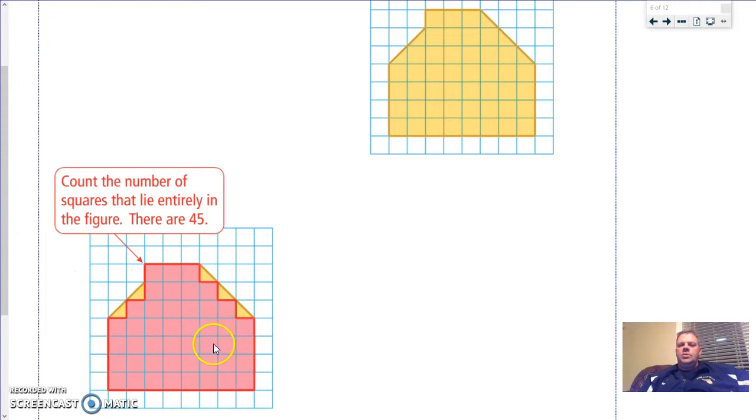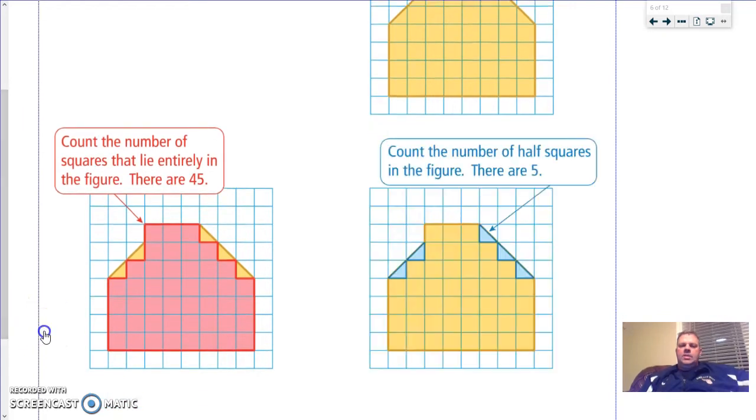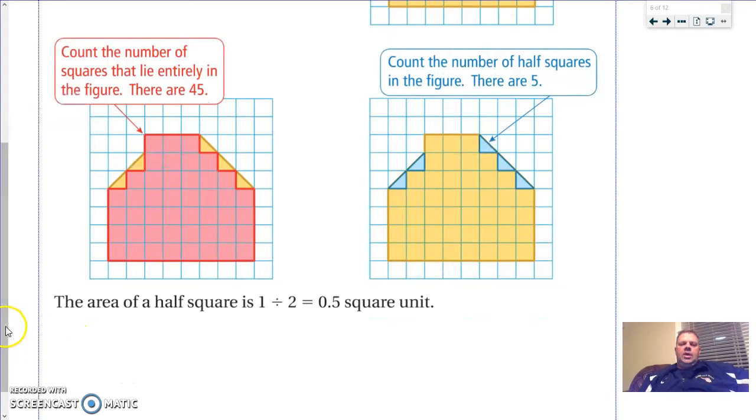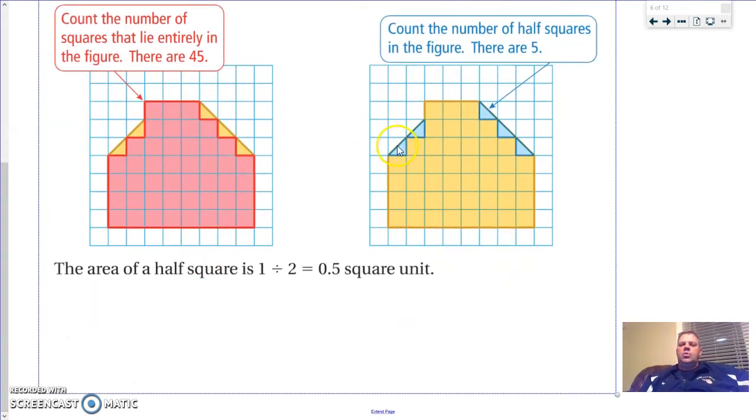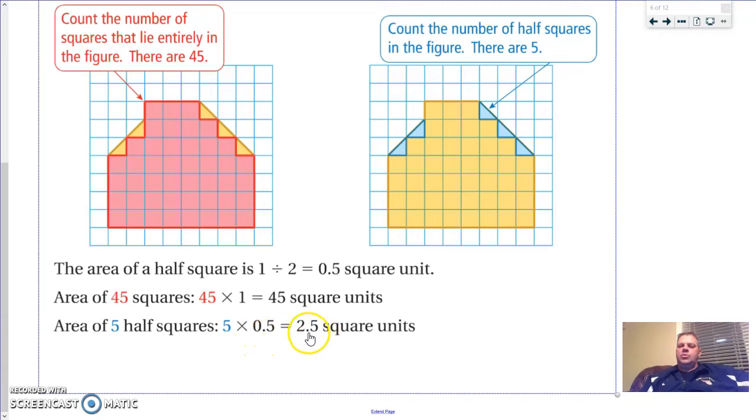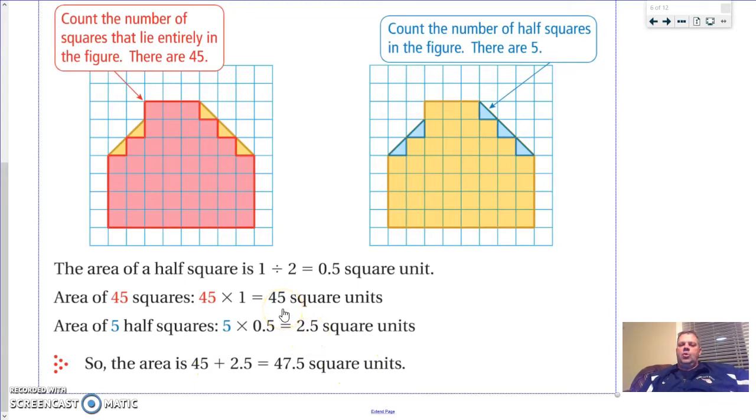We have full squares in the pink. Those are 45. The next thing that we have is the edges. These are a half and a half makes a whole. Half and a half makes another whole. So our 5 of those halves make 2.5. As you can see next, each one of those squares here is worth a half. So we have 45 full squares plus 5 half squares, which equals 2.5. So our total is 47.5 by adding the 45 full ones with the 2.5 half ones.